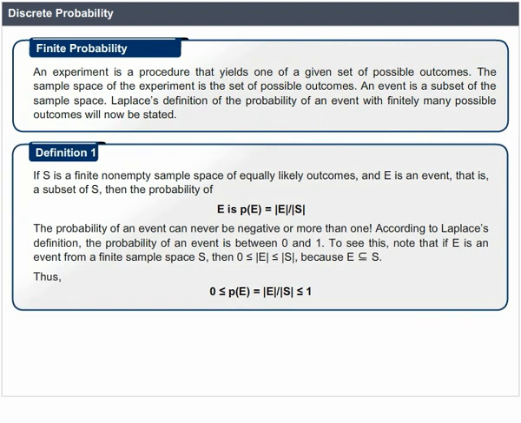Definition 1. If S is a finite non-empty sample space of equally likely outcomes and E is an event that is a subset of S, then the probability of E is P(E) equals |E| divided by |S|. The probability of an event can never be negative or more than 1. According to the Laplace definition, the probability of an event is between 0 and 1. To see this, note that if E is an event from a finite sample space S, then 0 is less than or equal to |E|, which is less than or equal to |S|, because E is a subset of S. Thus, 0 is less than or equal to P(E) equals |E| divided by |S|, which is less than or equal to 1.